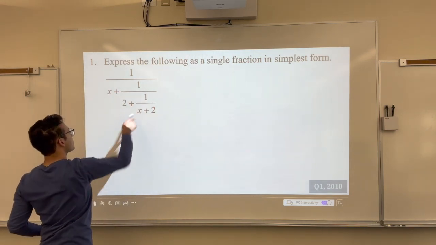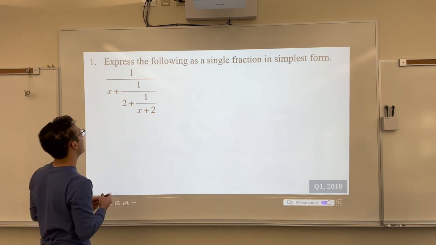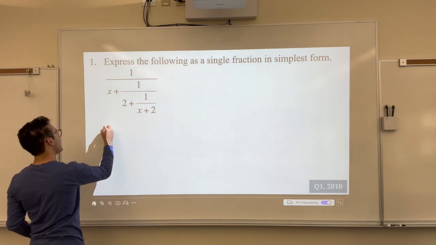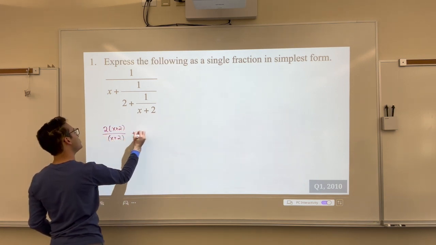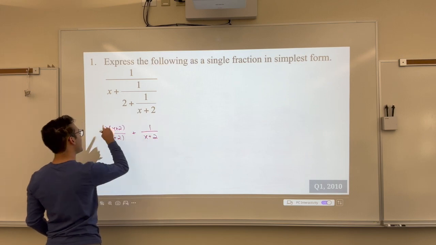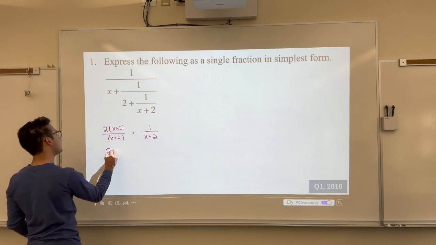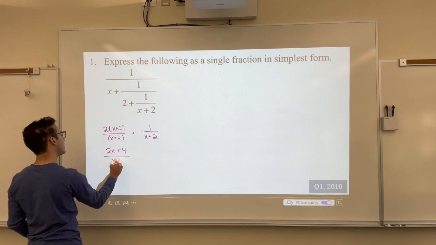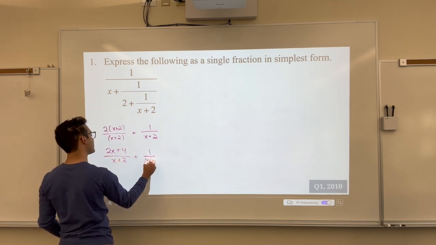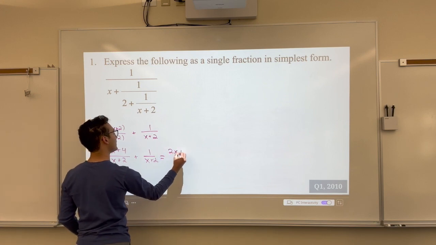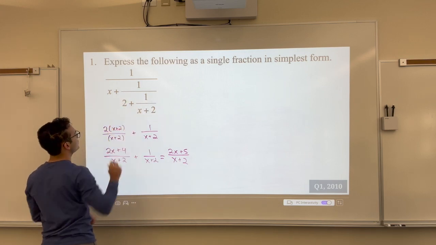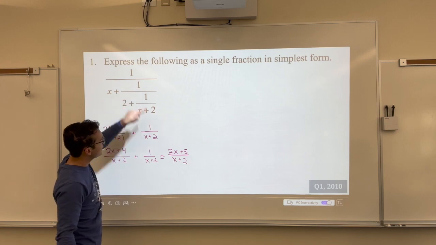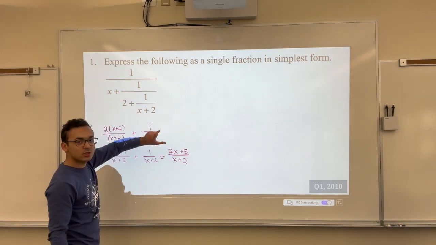So here, 2 plus 1 over x plus 2, well, we're going to need a common denominator. So let's multiply the 2 by x plus 2 over x plus 2, and then we're adding that to 1 over x plus 2. Now 2 times x plus 2 ends up being 2x plus 4, and then we have over x plus 2 plus 1 over x plus 2, and that would equal 2x plus 5 over x plus 2. So now we've changed this to be 2x plus 5 over x plus 2, and we have 1 divided by 2x plus 5 over x plus 2, so we're just going to flip it.